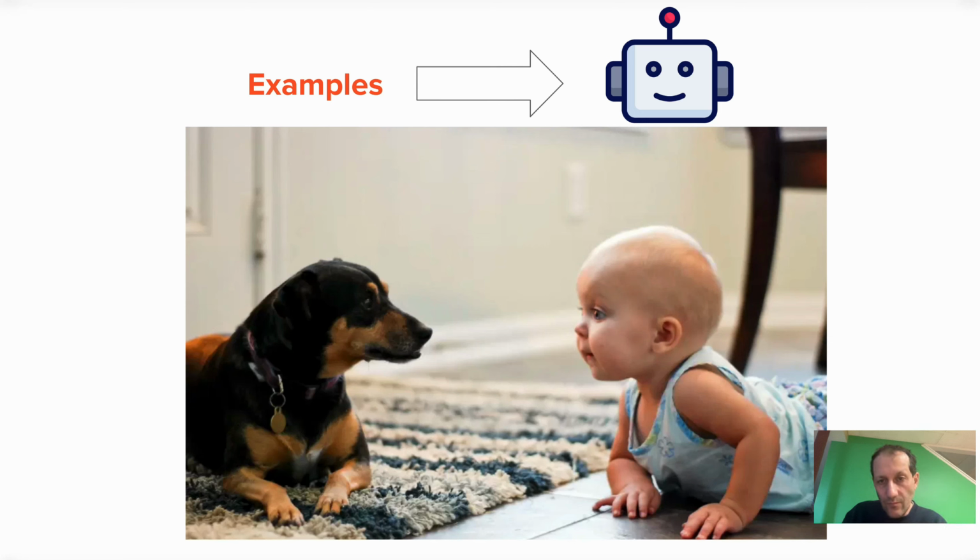Here a child looks at a dog and hears the parents calling it dog, and the child registers that this is a dog. And when they see a cat, similarly, they will register it's a cat.